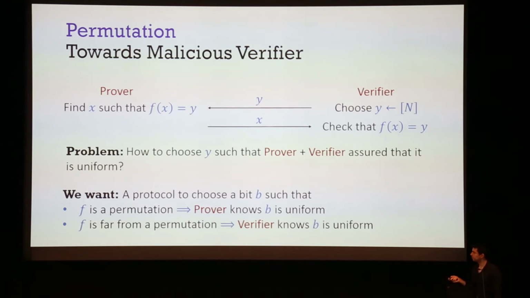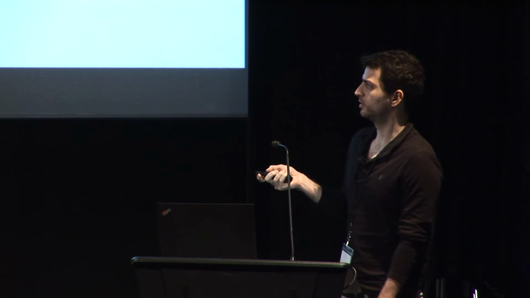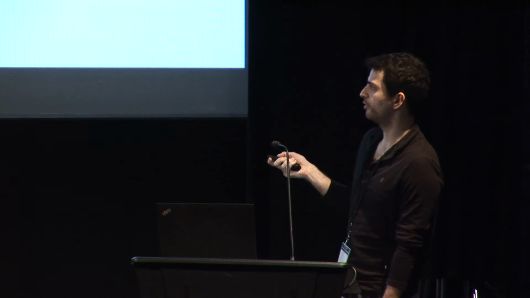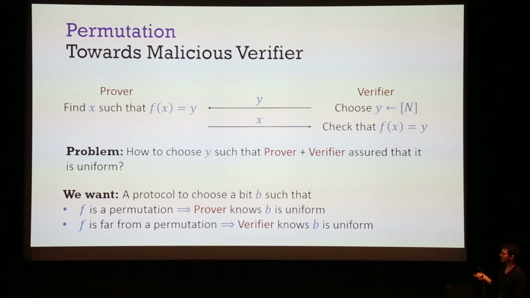More concretely, what we want is a protocol to choose a bit b such that the following holds. If f is a permutation, then the prover knows that b is uniform. If f is far from a permutation, then the verifier knows that b is uniform. So this is our goal, and we show how to do it. And we'll finish with that.